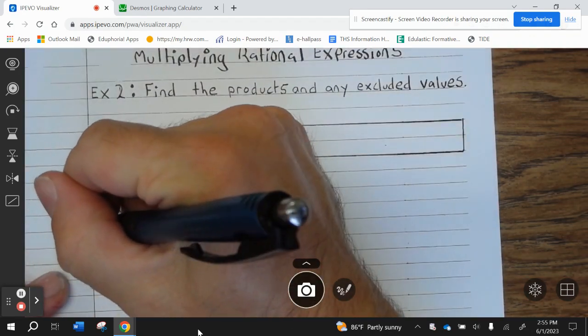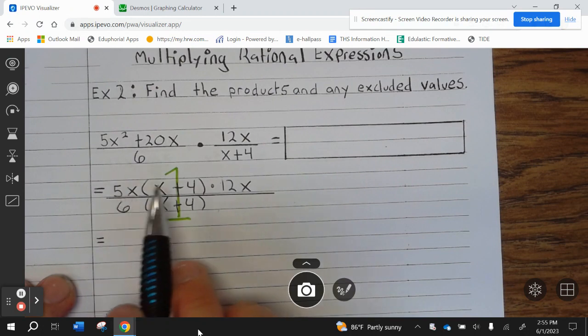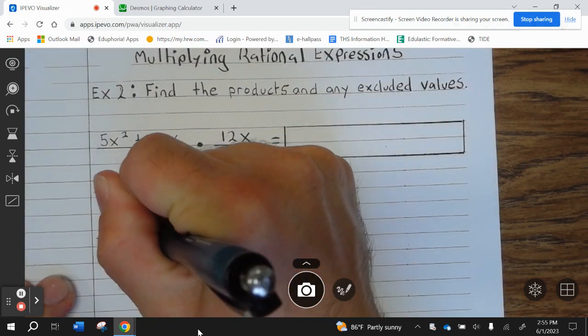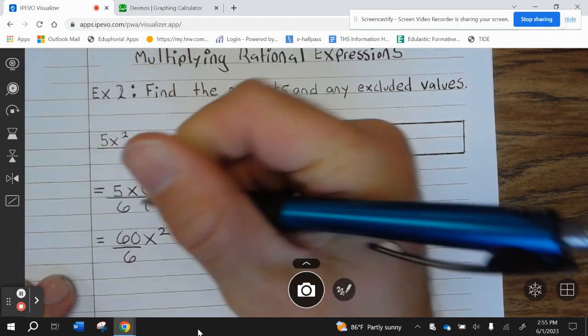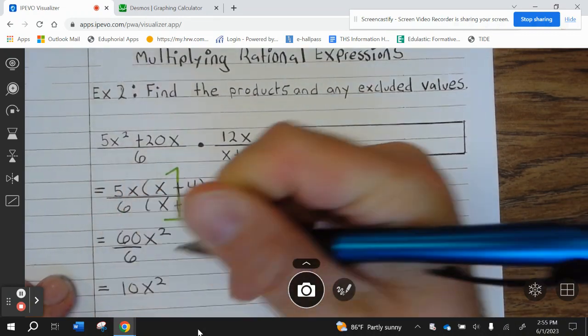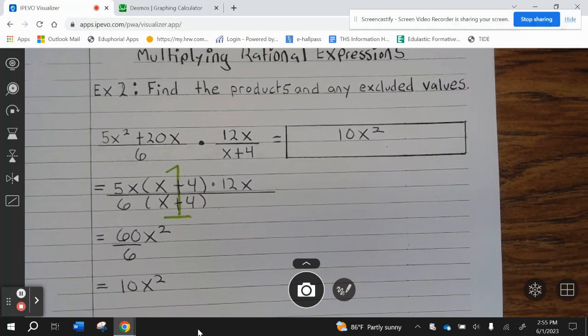You're left with 5x times 12x is 60x squared divided by 6, which reduces to be 10x squared. Okay.